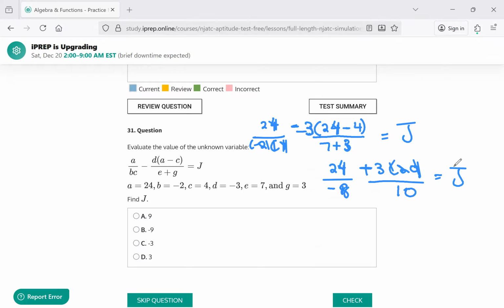Okay. So when you clean this up, 24 divided by -8 is -3. 20 times 3 is 60 divided by 10, that's 6. And then that gives you J. So what's 6 minus 3? It's 3. So it is D.